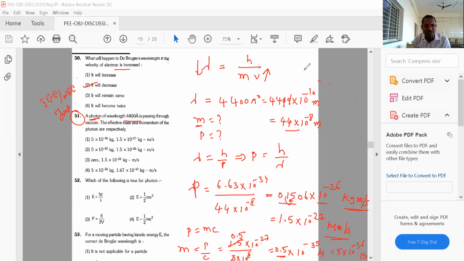Option C, 5 into 10 to the power of minus 36. Yes, that is the option. Got it? How to calculate? You understood now, students? Clear?